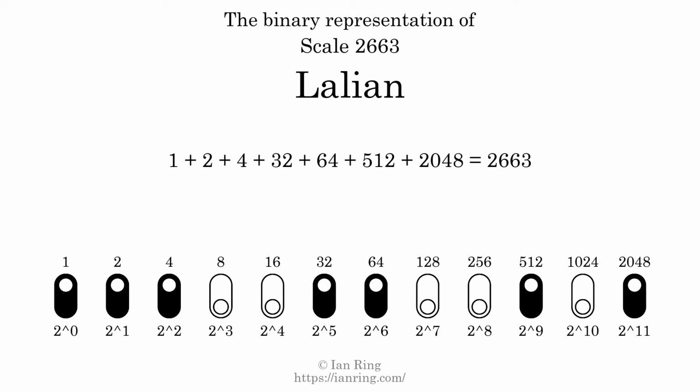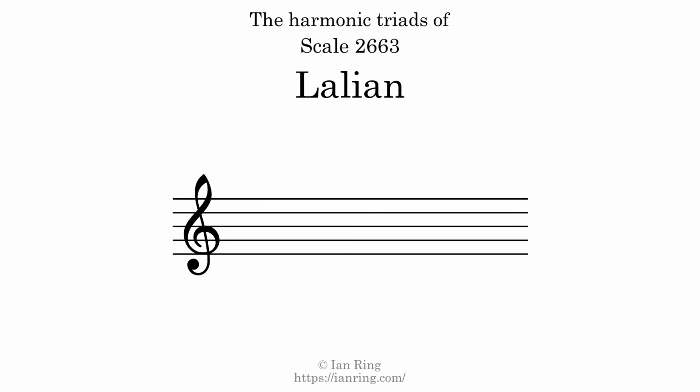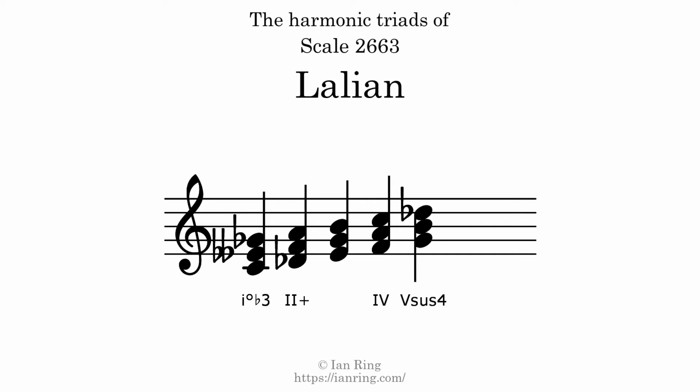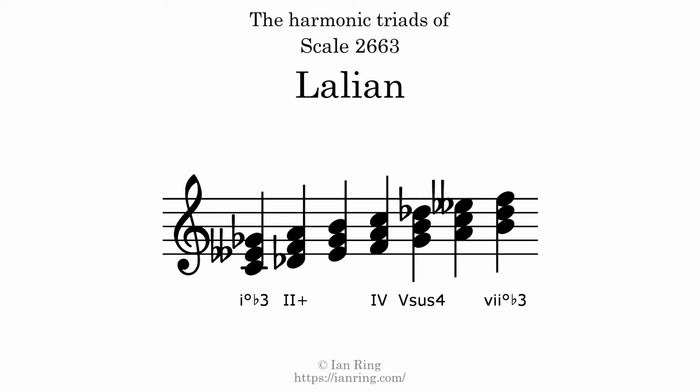2663. The scale number not only enumerates the scale with a unique index, but it also literally describes the tonal content of the scale. Represented as a binary number in base 2, the scale number is 101001100111. Here are the harmonic triads present in this scale. Diminished flat 3. Augmented. Unnamed.